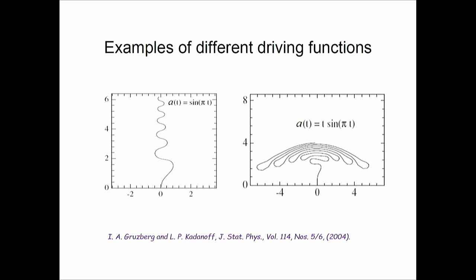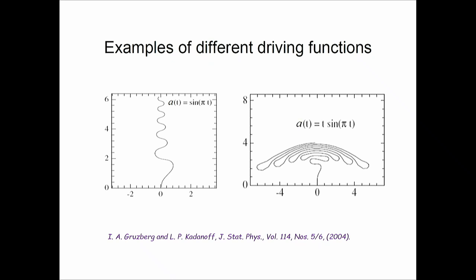Now, as correctly pointed out, this is the exercise. Two functions: one is the sine of t and the other is t sine t. You put it in there and see what sort of Loewner path you get. Interesting paths come out.